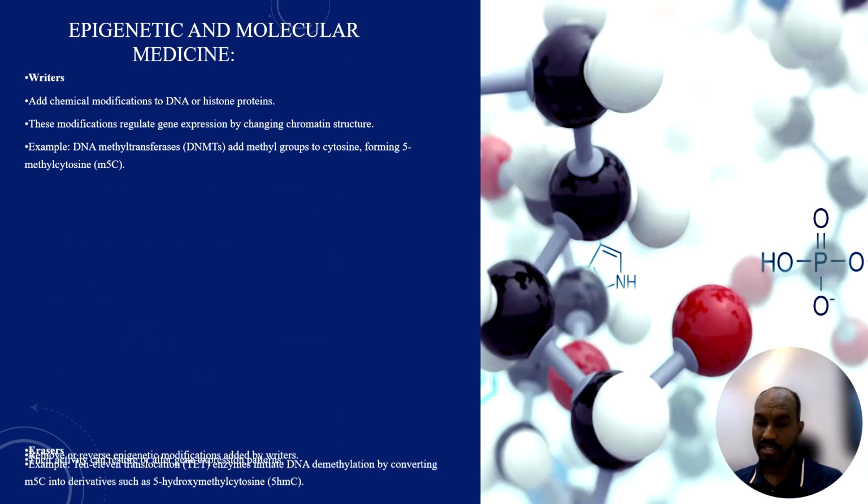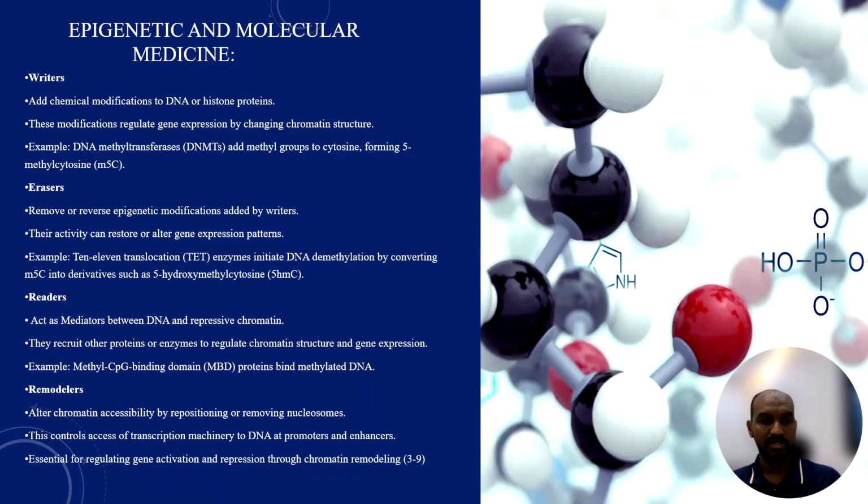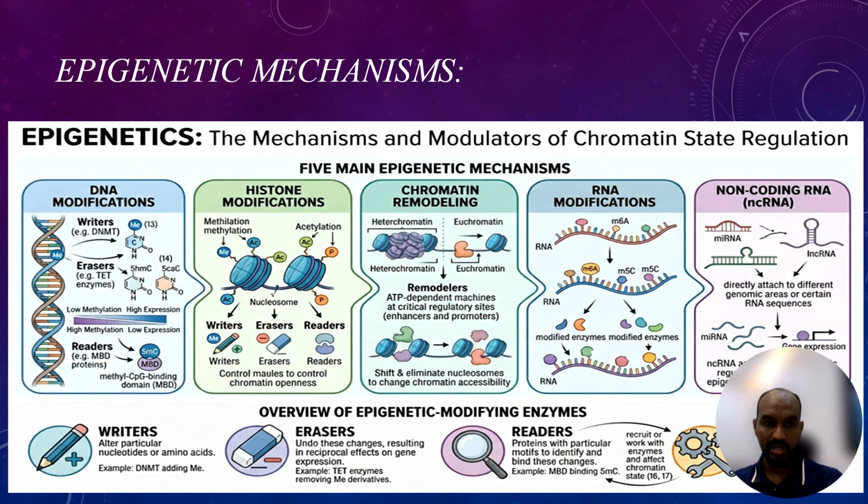In epigenetics and molecular medicine, there are actually four processes: the writer, the eraser, the reader, and the remodeler. The writer adds chemical modifications to the DNA or histone protein, and the eraser removes or reverses the epigenetic modifications that had been added by the writers. The reader acts as a mediator between DNA and repressive chromatin, and the remodeler alters chromatin accessibility by repositioning or removing nucleosomes. And this is the mechanism.